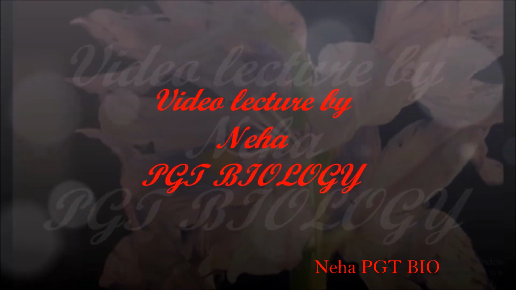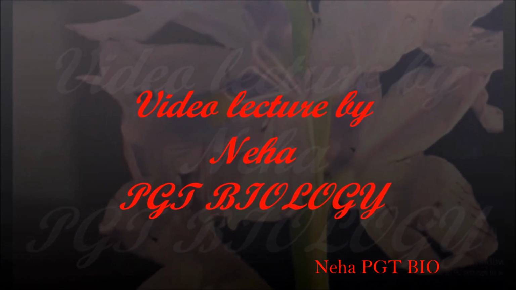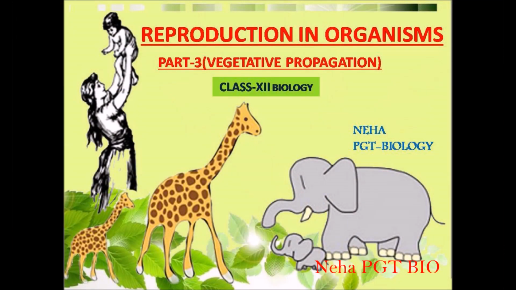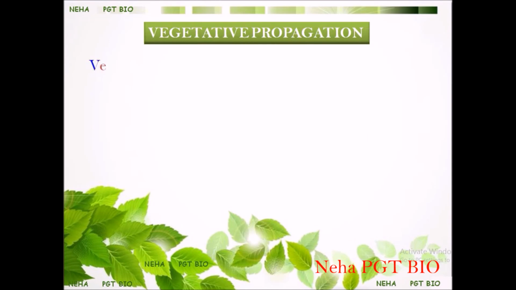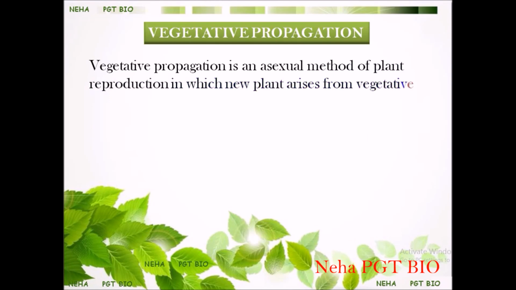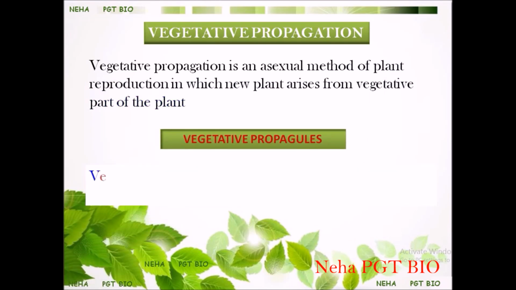In today's video lecture, we are going to discuss another mode of asexual reproduction, that is vegetative propagation. So let's see what vegetative propagation is. Actually, it is the formation of new plants from the vegetative parts of the plant, or we can also say from the somatic part of the plant, a new plant arises, and this process is called vegetative propagation.